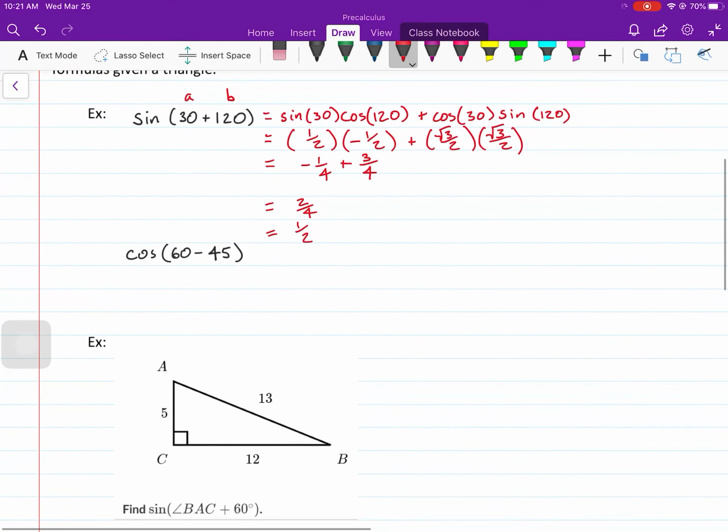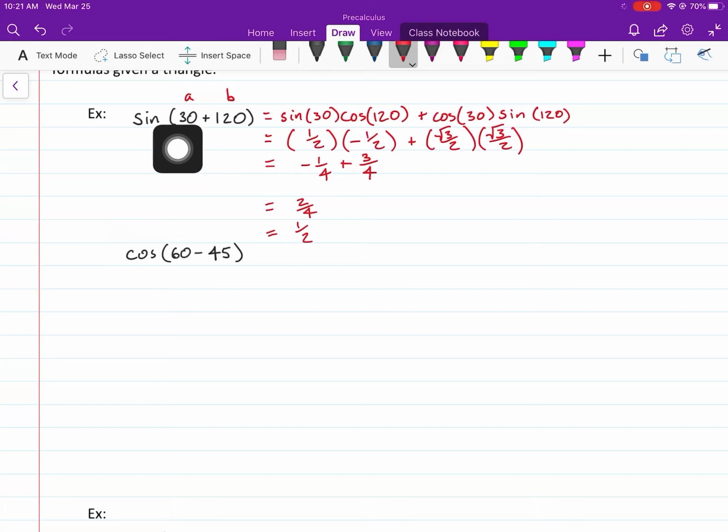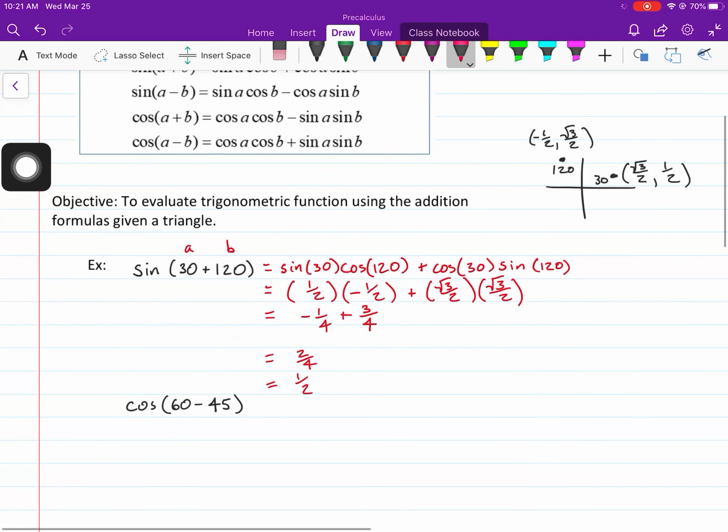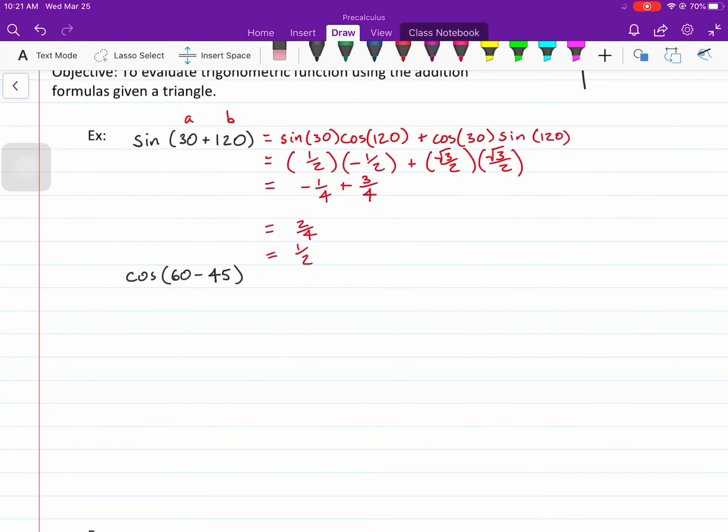Let's take a look at the next one. I was saying earlier that this helps us find values that are outside the unit circle. Well, think about this. This is sine of 30 plus 120. 30 plus 120 is 150, and that is in the unit circle. That would be right here. So we already knew that value from the unit circle. But what about this one? This is the same thing as cosine of 15. But with the unit circle, there's no 15, so we can't just evaluate that.